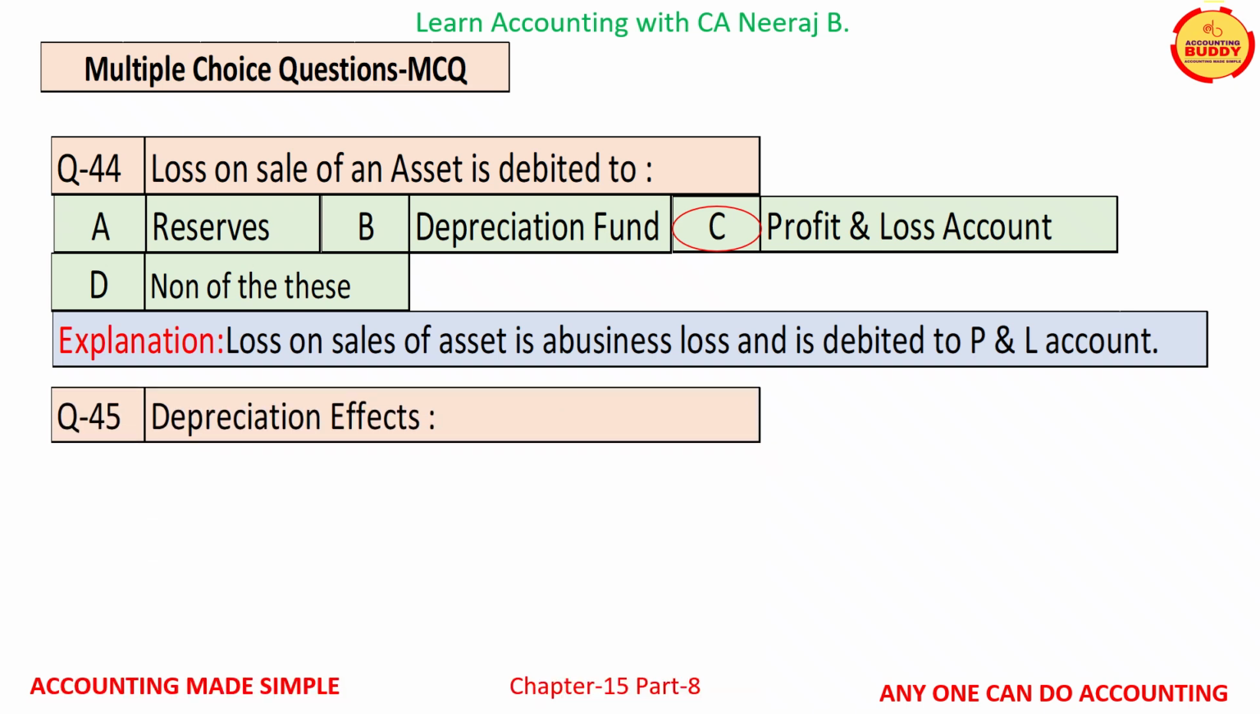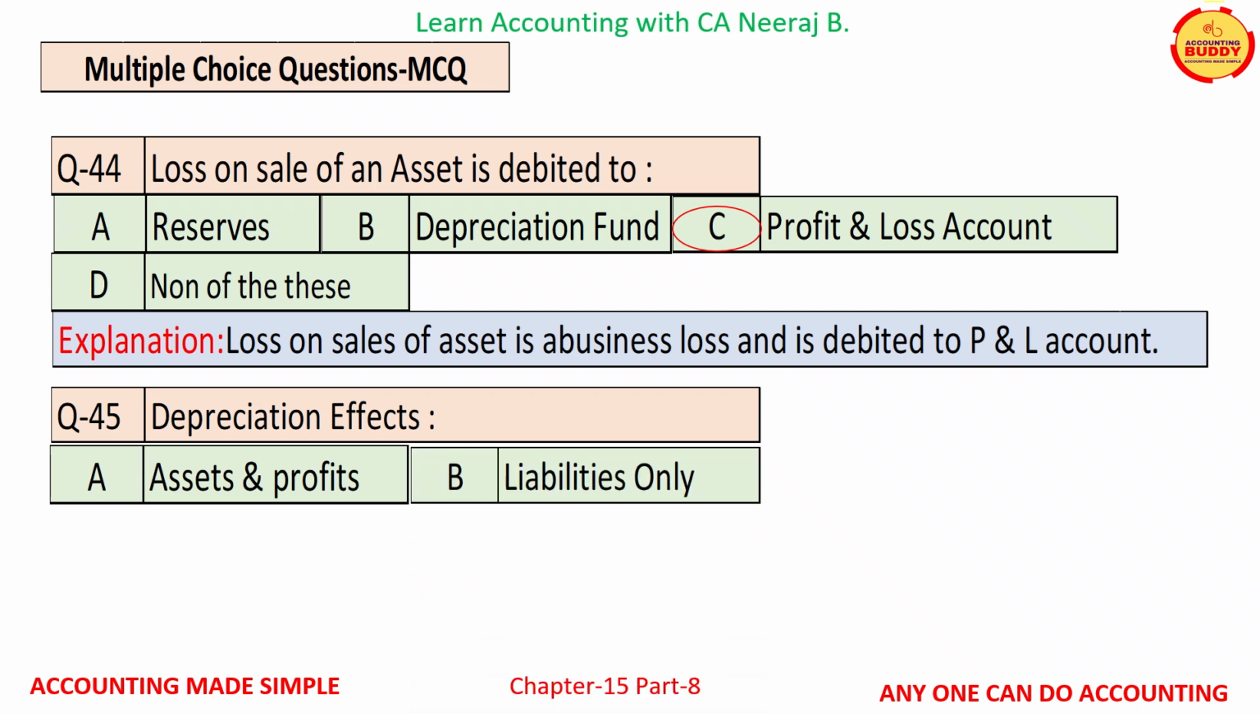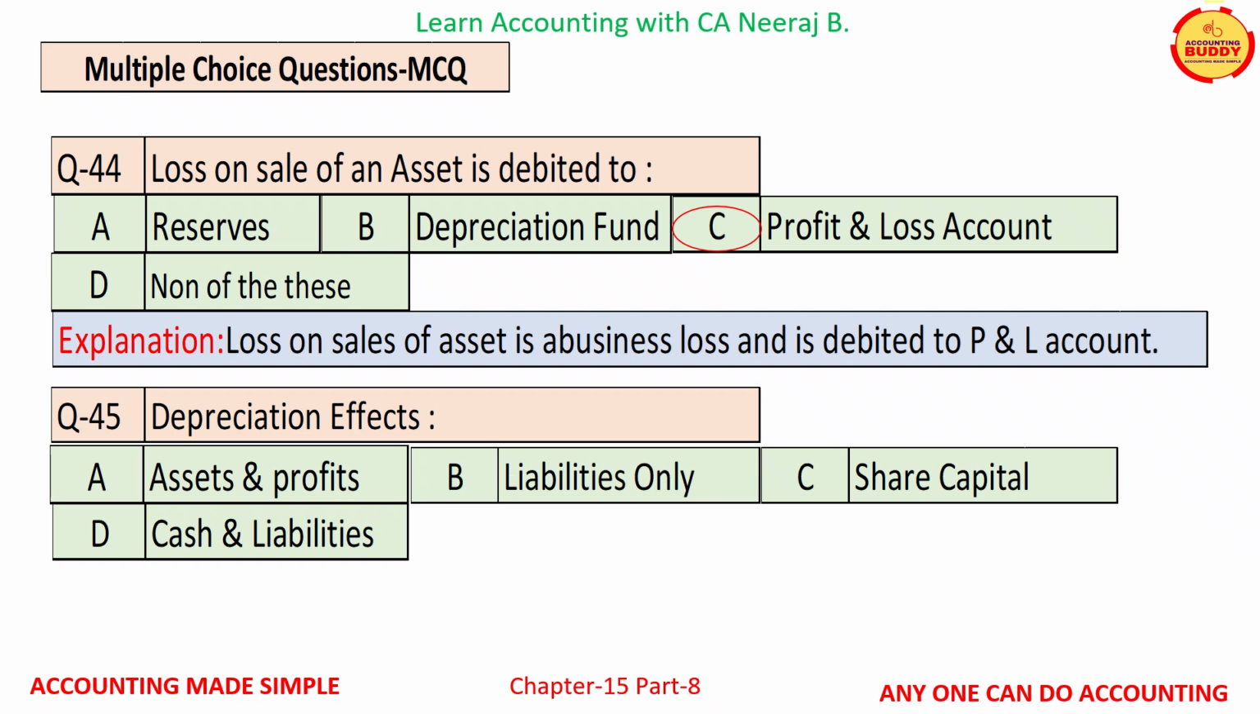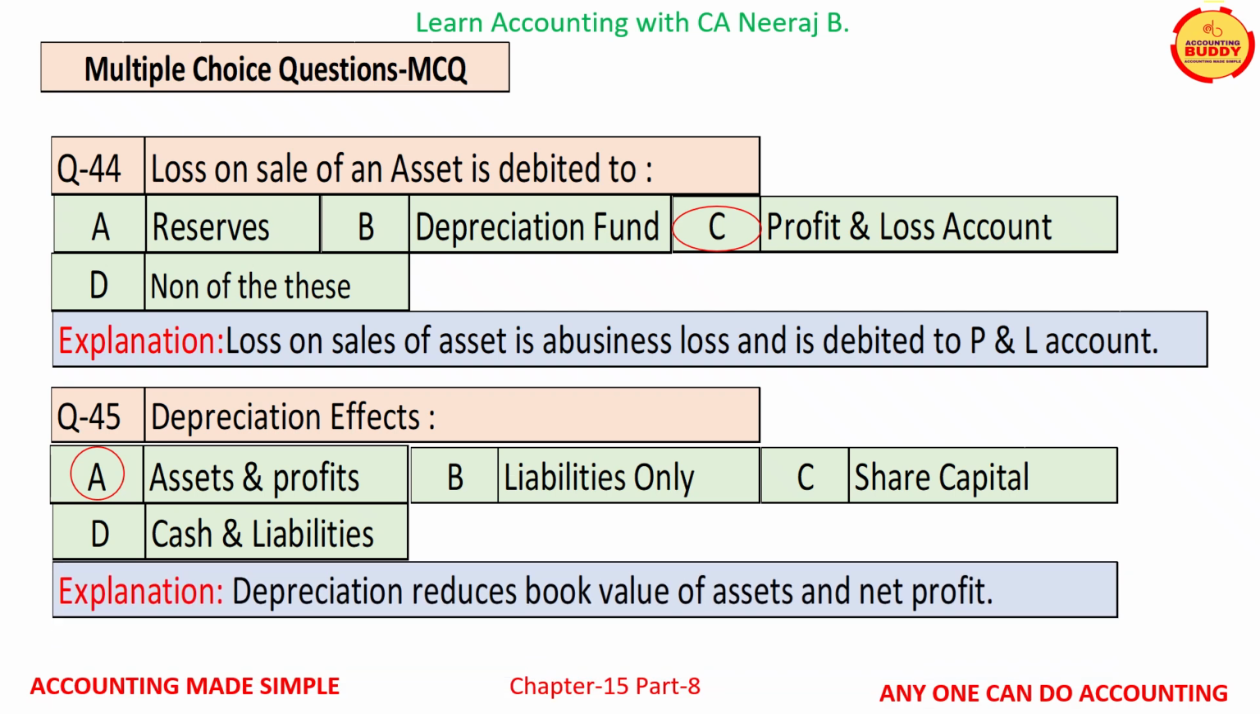Question number 45, depreciation effects, and the available options are option A assets and profits, option B liabilities only, option C share capital, option D cash and liabilities. And the correct answer is option A assets and profit. Depreciation reduces the value of the assets and the net profit.